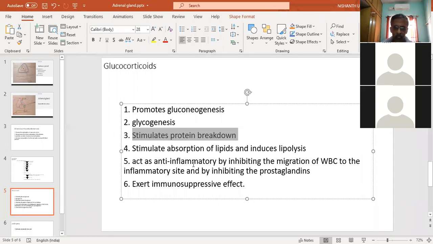Similarly, fat also, for example, you can see that it stimulates absorption of lipids and induces lipolysis. That means breakdown of lipid. Even lipid will break down into glycerol as well as fatty acid. So so much amino acid, so much fatty acid will be available in the blood, and then this fatty acid will enter into the liver. So try to understand this concept carefully.